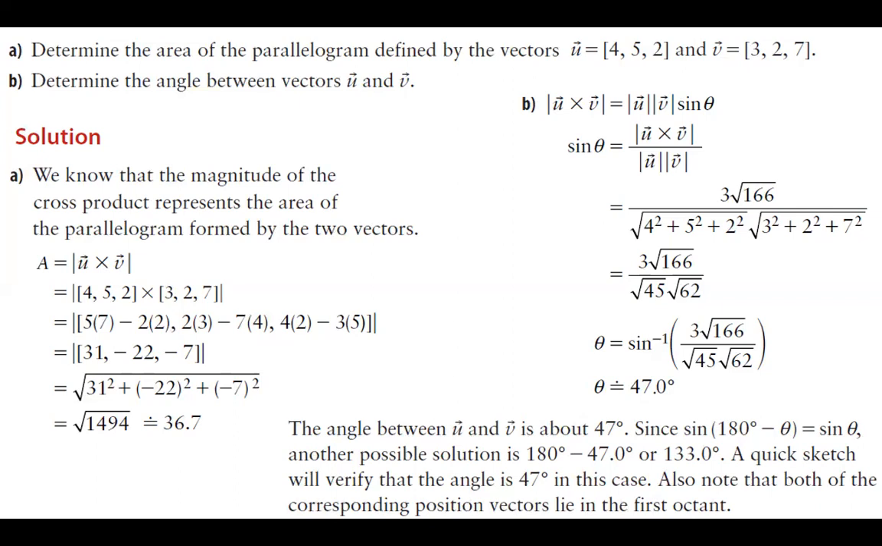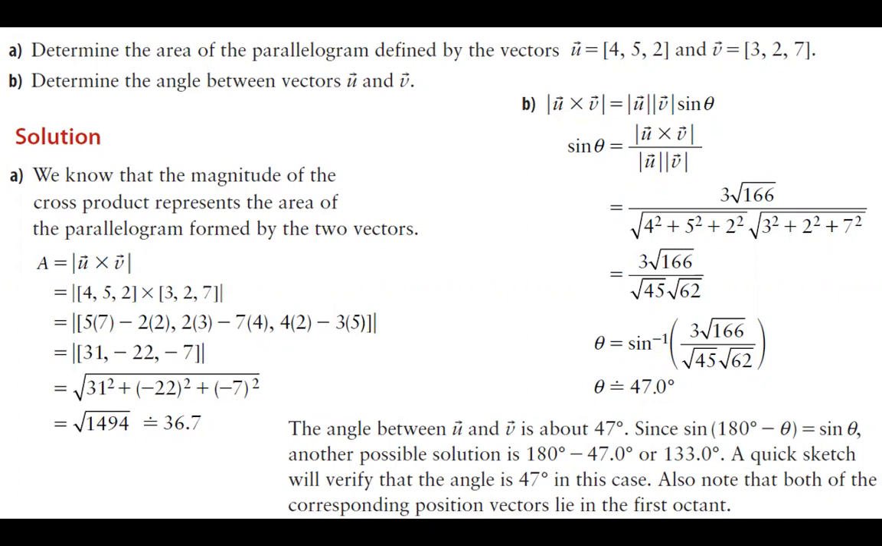The magnitude of U cross V is given by the magnitude of U times the magnitude of V times sine theta, right? So sine theta is given by the magnitude of the cross product over the product of the magnitude of V times the magnitude of U. Okay, then put all the values in. That gives us theta is arcsine of this number here, and theta is approximately 47 degrees. So the angle between U and V is about 47 degrees.